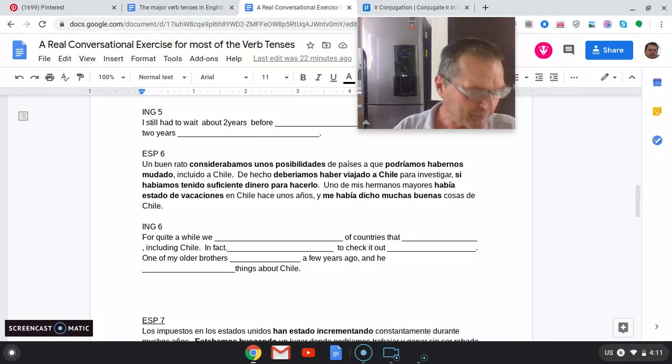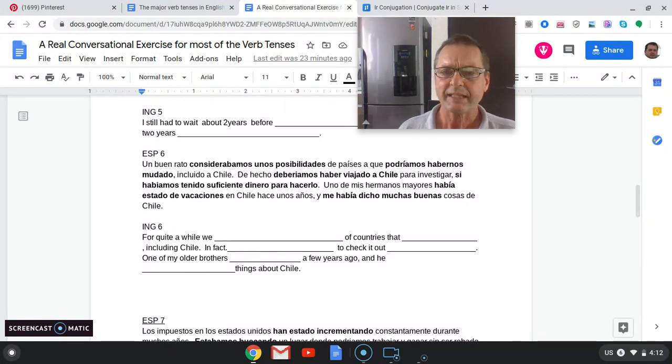Un buen rato considerábamos unas posibilidades de países. For quite a while, we were considering some possibilities of countries. Considerábamos unas posibilidades. Considerábamos, I said we were considering, because that's imperfect. That means we considered over a period of time. So we were considering some possibilities de países a que podríamos habernos mudado, incluido a Chile. 2 countries to which we could have moved, a que podríamos habernos mudado.